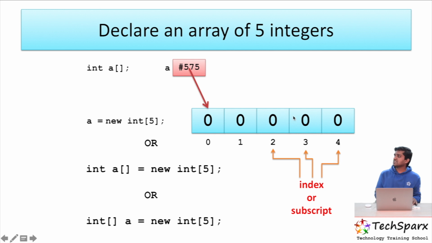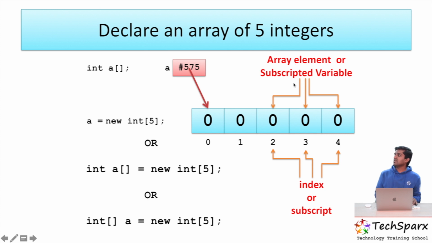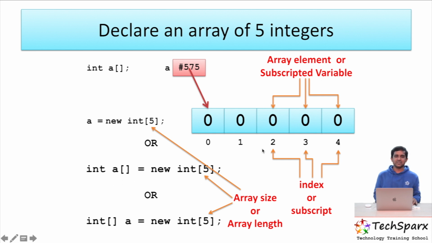Now what about this entire thing? Each house or each stuff, we can't call it a stuff. So the name is called array element. So this is the second element, this is the third element, this is the fourth element. So these are called array elements, or you can also call it a subscripted variable. So what are this 5, this 5 and this 5? This is nothing but array length or array size. I hope this is clear with you.